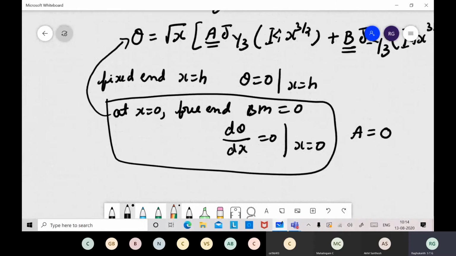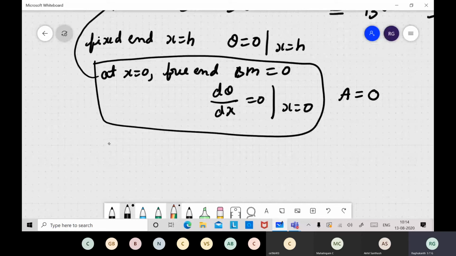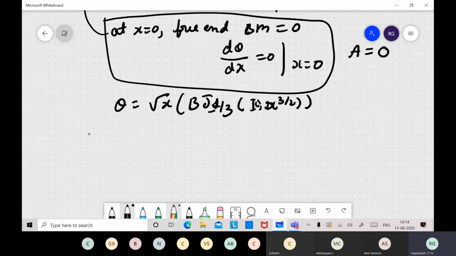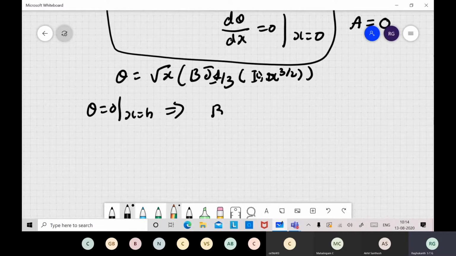Which means your theta will be root of x multiplied by b J minus 1 by 3 of kappa x to the power of 3 by 2. Now if you use the second condition, that is theta is equal to 0 at x is equal to h, you can say that b into J minus 1 by 3 of kappa h to the power of 3 by 2 is equal to 0.